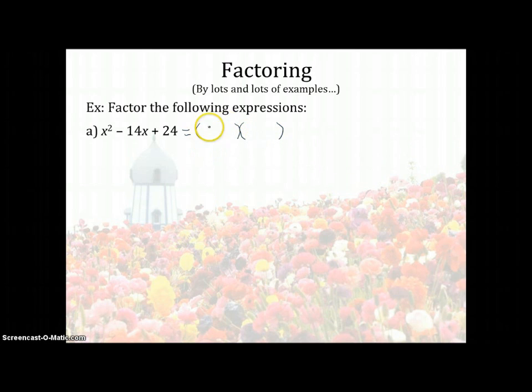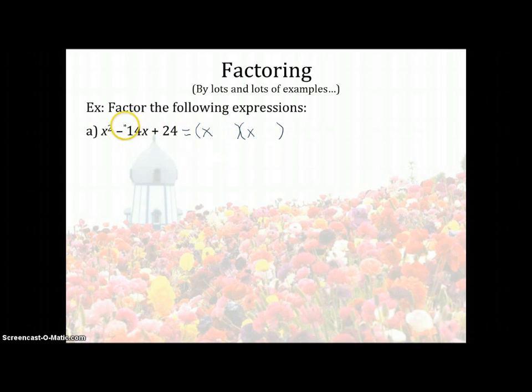In order to figure out what to put in these binomials, we need to look at three things. First, we need to look at the coefficient, or the number, next to the x squared term. Notice here we don't have a number, which means there's an invisible 1. If you don't have a number out front of the x squared term, we can just put x for our first term in each of the binomials.